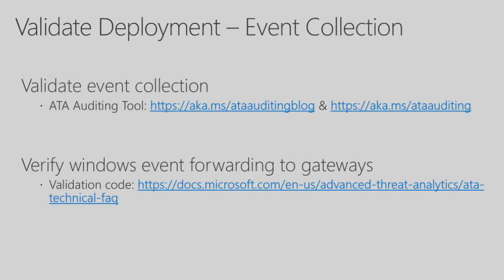OK, the next thing we'll have to validate is event collection. ATA requires some specific events for its different detections. So we have a dedicated ATA auditing tool that will look at the required configuration of your domain controllers to make sure that your group policies are configured right for ATA. After you run this tool, the lightweight gateways can go ahead and collect all the events from your domain controllers. Now, if you're using Windows Event Forwarding for the gateway, then we have a dedicated code snippet that you can run to make sure that the events flow as expected.